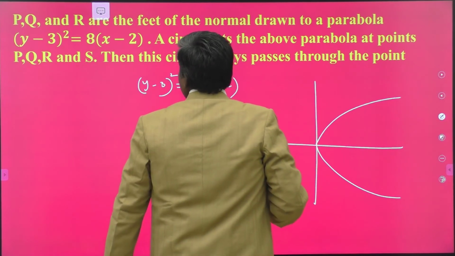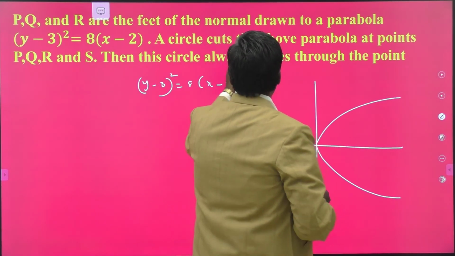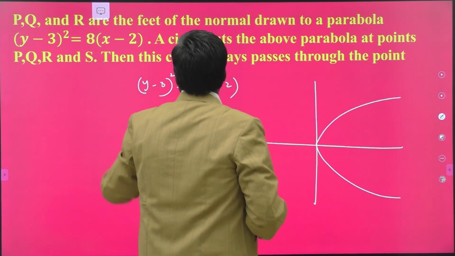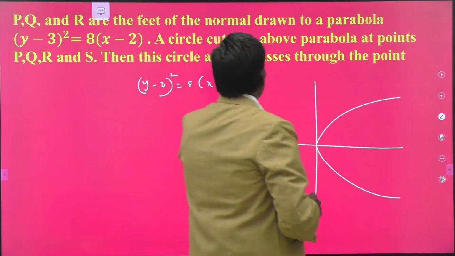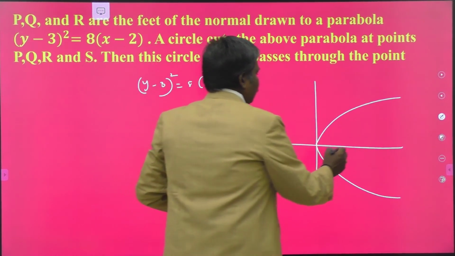P is any point, say PQR are the 3 feet of the normals to the parabola. A circle cuts the above parabola at points P, Q, R and another point S. Then the circle always passes through what? That is the question. Suppose some point is there.